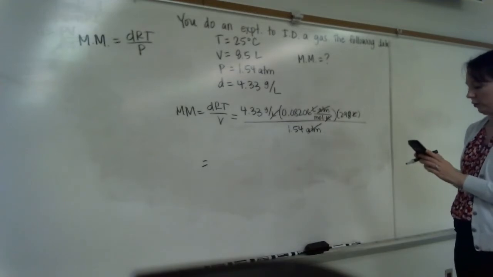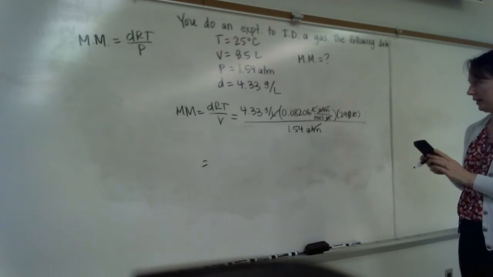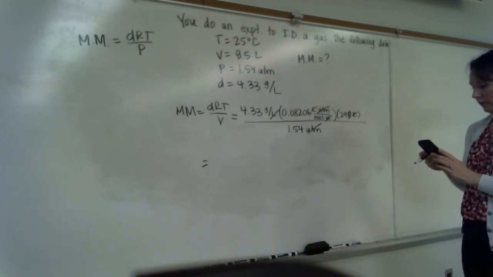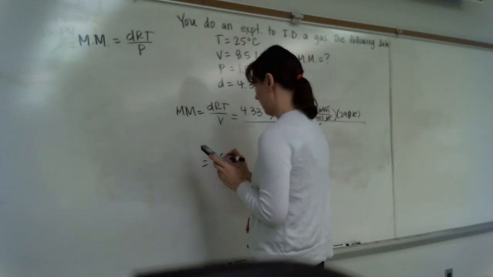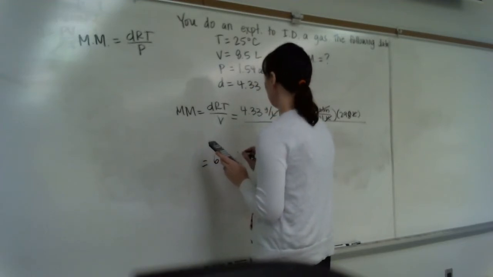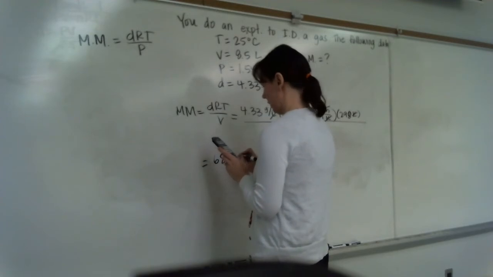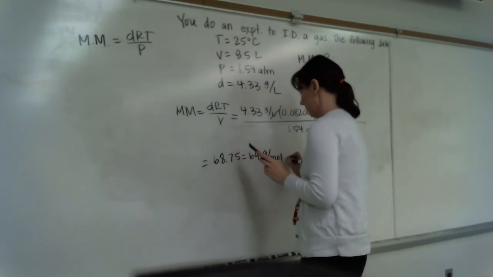All right, so 4.33 times 0.08206 times 298 divided by 1.54. So the experimental molar mass of this would be 68 point, how many sig figs are we doing? 2. 68.75, so 69 grams per mole.